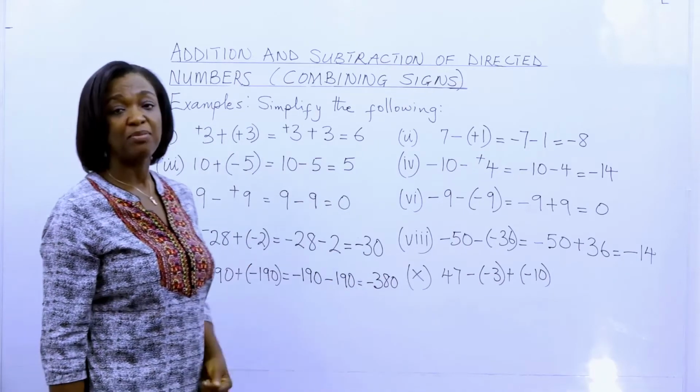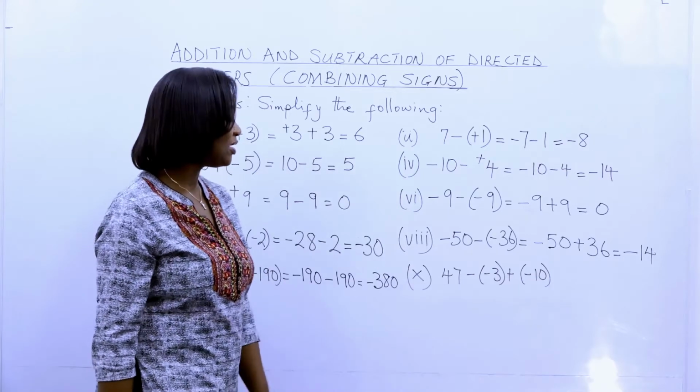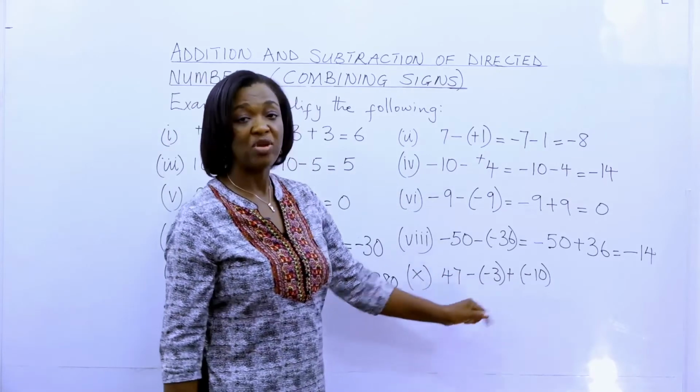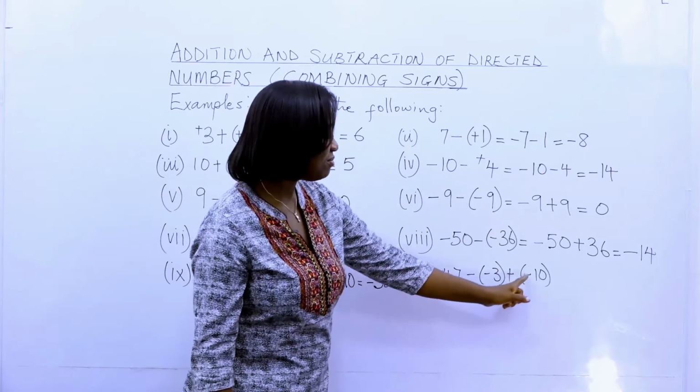For the last example, we have 47 minus minus 3 plus minus 10.